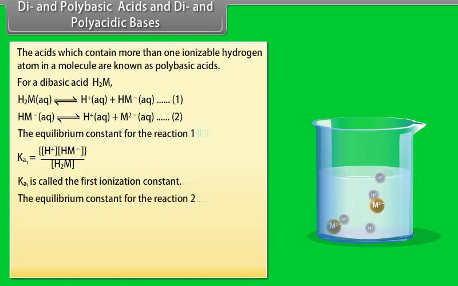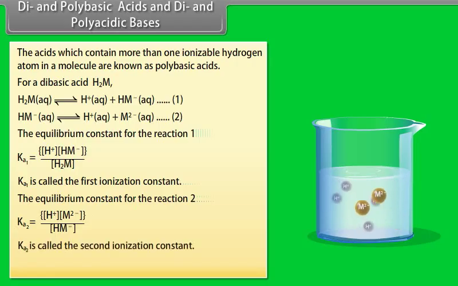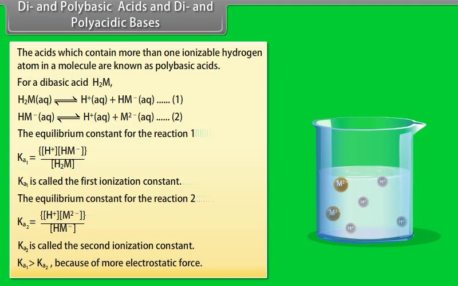The equilibrium constant for reaction 2, Ka2, is equal to [H+][M2-] by [HM-]. Ka2 is called the second ionization constant. Ka1 is greater than Ka2 because of more electrostatic force.